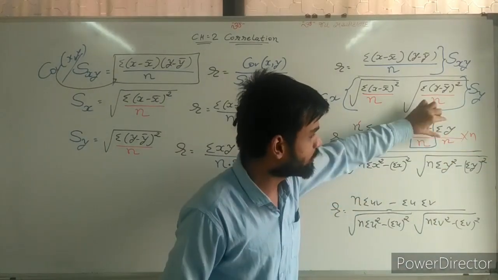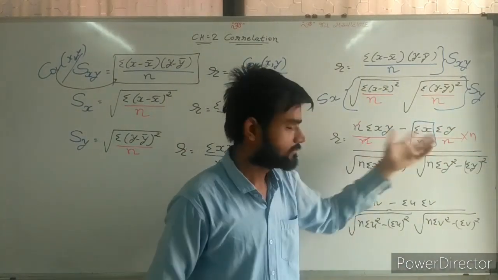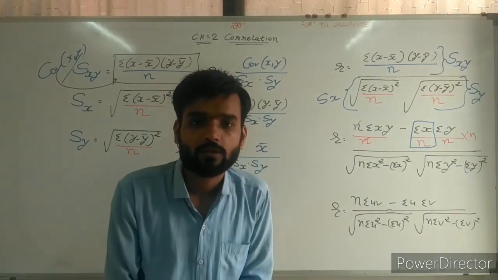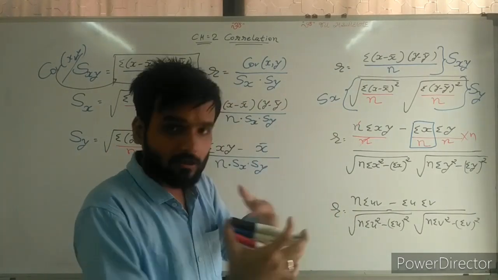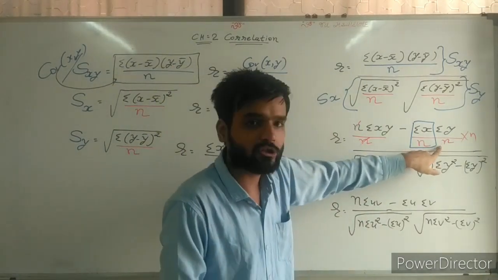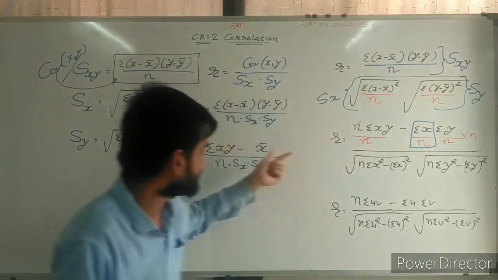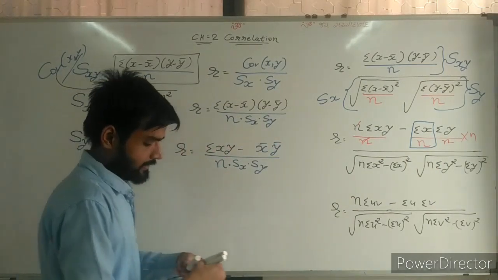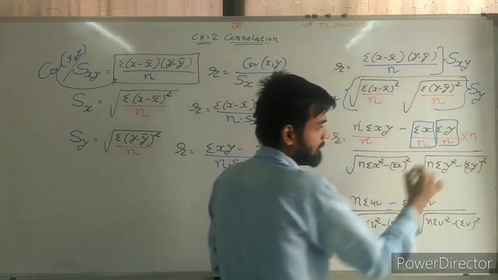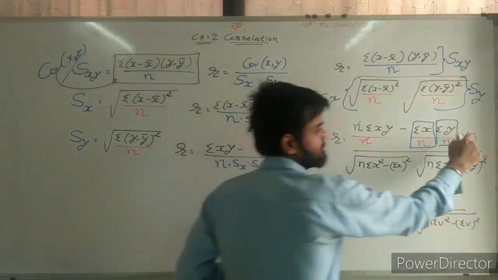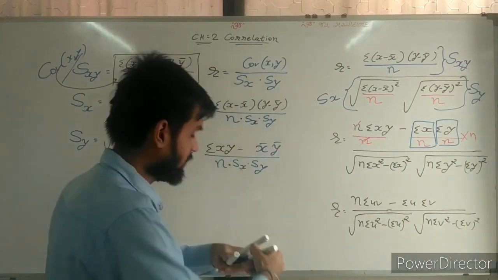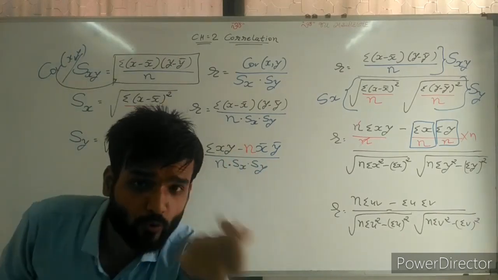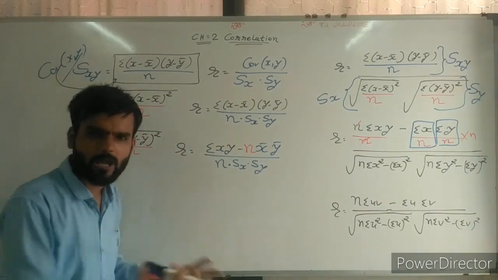So n cancels, original sigma y as it is, and 1/n which is divided here also and here also. In both situations it is the same. But to make the formula proper, they have divided 2 times n. Sigma x upon n is x bar, sigma y upon n is y bar, and the n multiplication remains the same. So here n is written. In this way, this third formula is prepared.